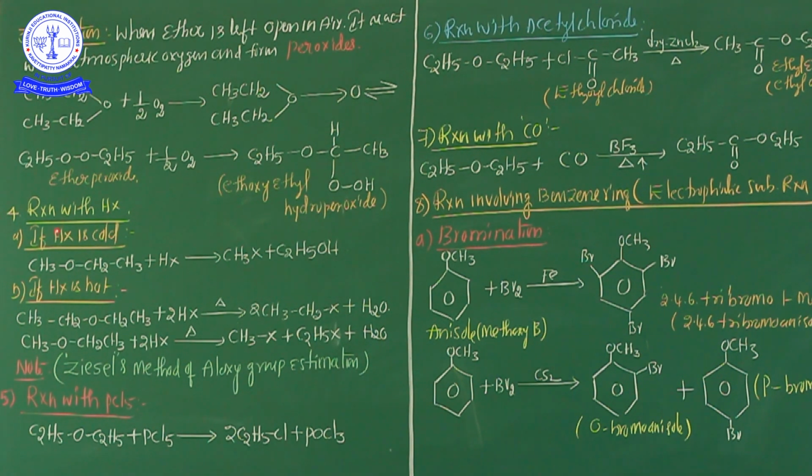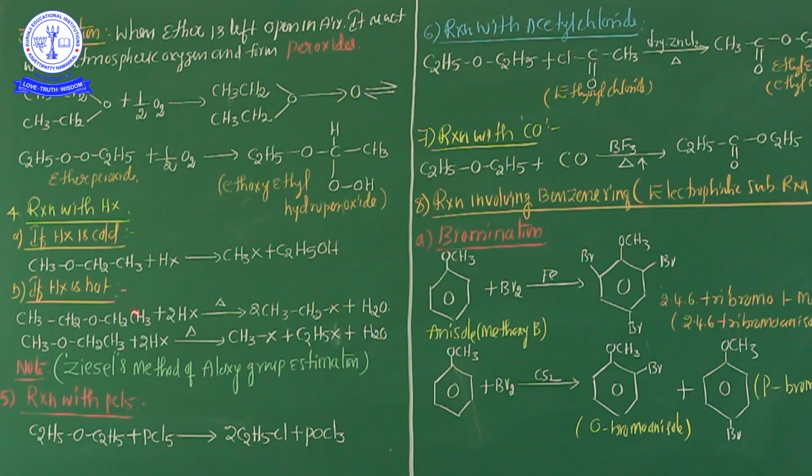Now another one, reactions with hydrogen halides. If the hydrogen halide is cold, see this compound, ethyl methyl ether. Ethyl methyl ether is treated with hydrogen halide. What happens here? Methyl halide and ethyl alcohol are formed. This is the cold condition of the hydrogen halide.